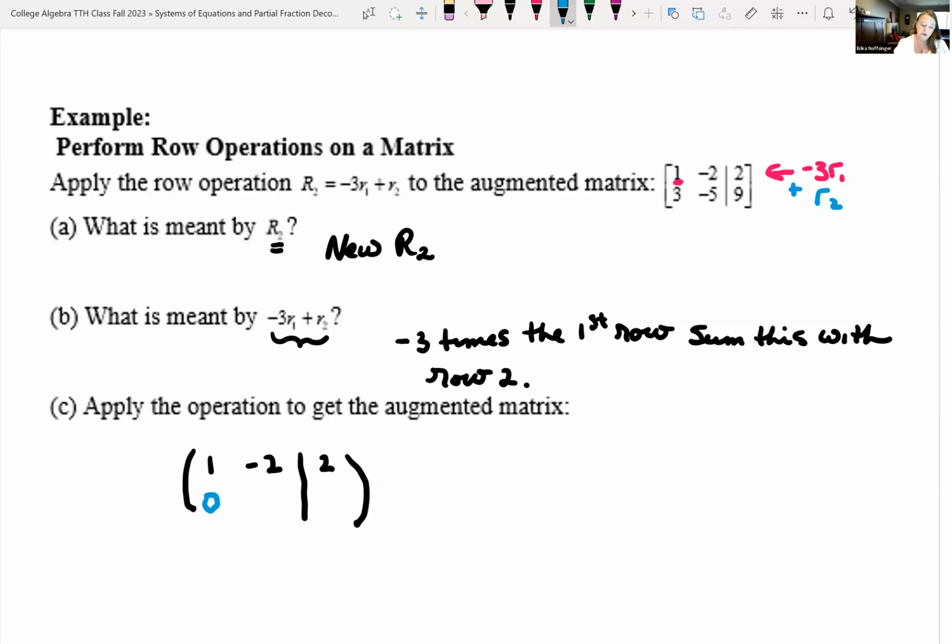And then I'm going to go to the next entry in that row. So I'm looking now at -2. So it's telling me to multiply -2 by -3. So -2 times -3 is 6. And then we're summing it to the entry below, -5. So 6 plus -5 gives us 1.